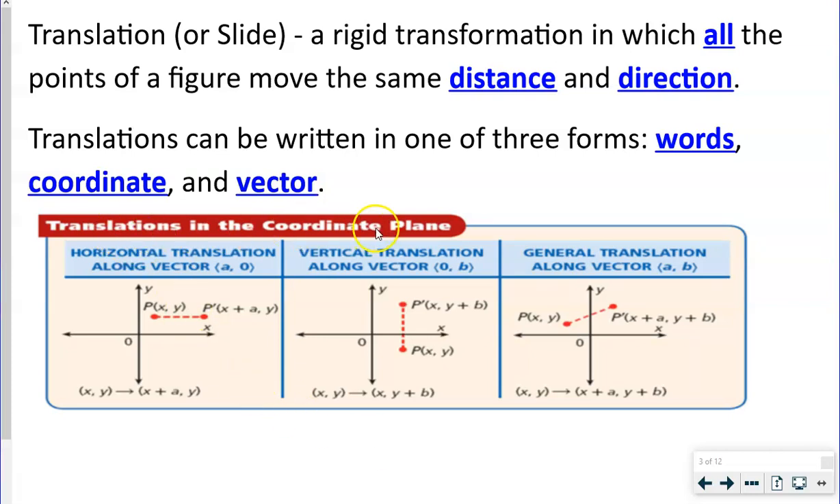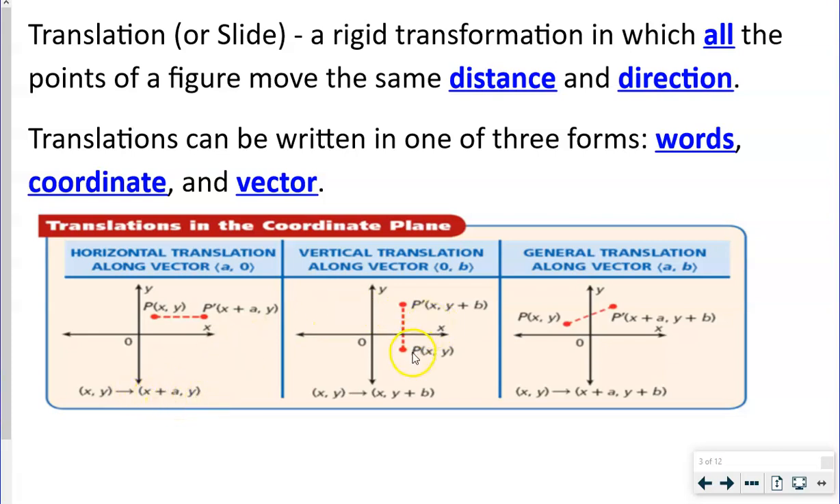So when we talk about translations in the coordinate plane, if we do a horizontal translation, notice if we move this from P to P prime here, that we are moving it the distance of a. So this would be x plus a, and y did not change because it did not change vertically, it only changed horizontally. So our (x, y) would change to (x plus a, y).